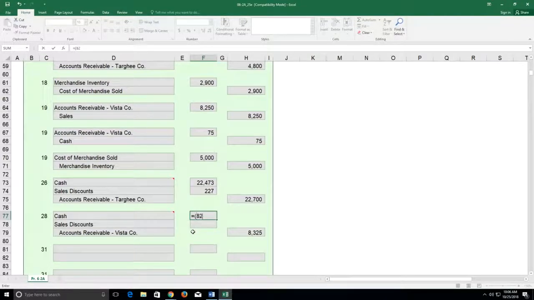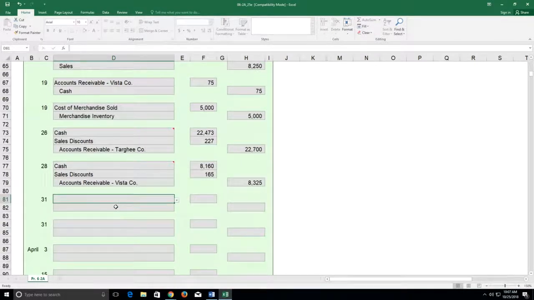So let's see, $82.50 times, we're giving them a 2% discount plus the $75. Oh, that makes a lot more sense. All right, so the difference between these two is our discount of $165. Sometimes I get too happy with my formulas in Excel.